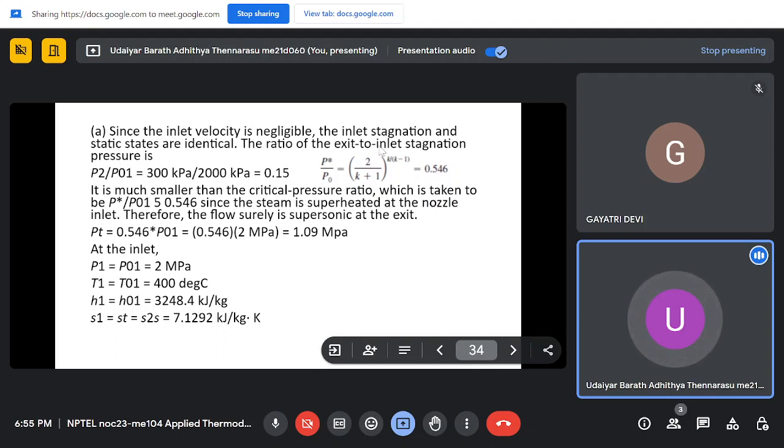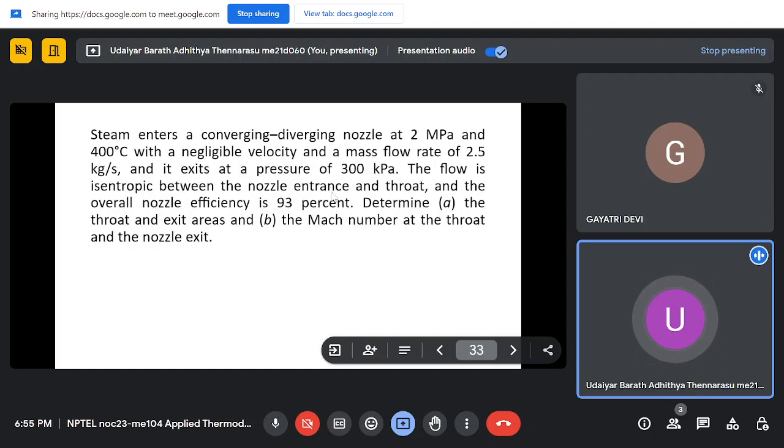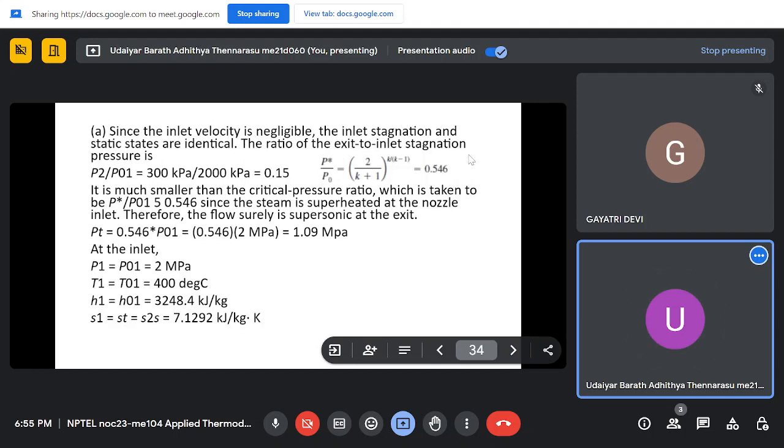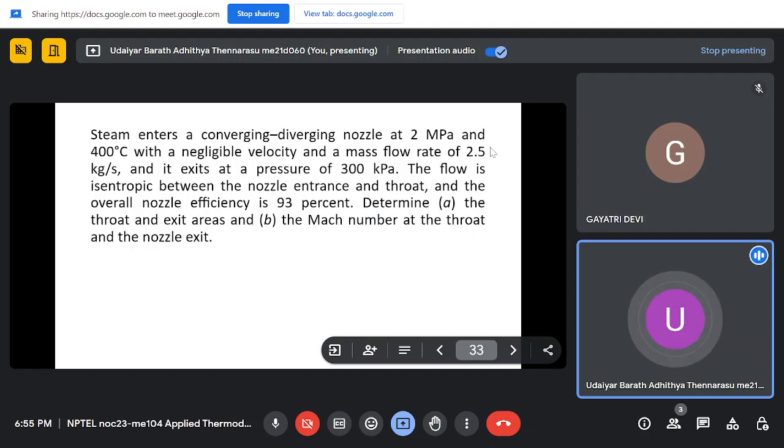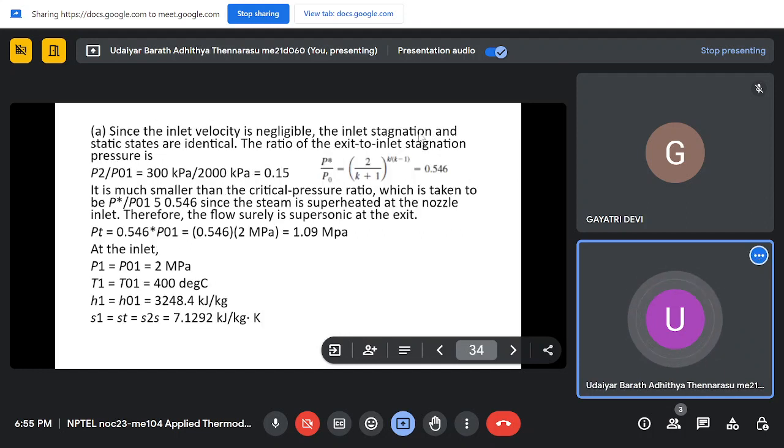So the ratio of exit to inlet stagnation pressure: we know the exit pressure is 300 kilopascal, which was given, and the stagnation pressure at inlet, or your normal pressure, which is given because both are the same, is 2 megapascal, so 2000 kilopascal. So 300 by 2000 will give you 0.15.